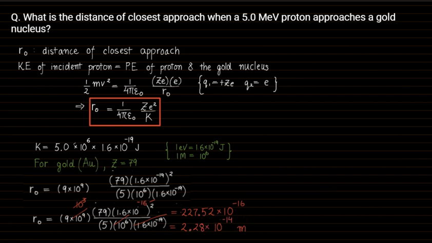So this distance is the distance of the closest approach. That means the closest your proton gets to the nucleus of the atom. And how much is it? 2.28 times 10 to the power minus 14.